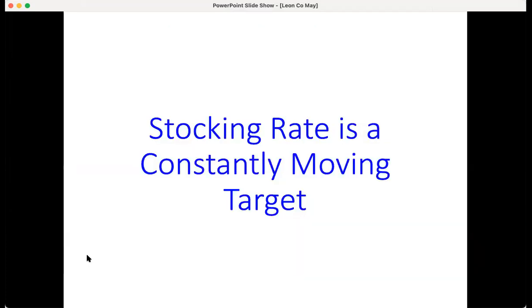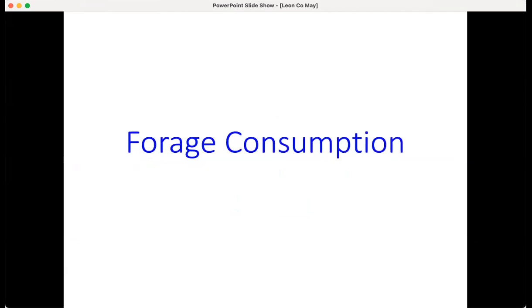So we need to remember that stocking rate is a constantly moving target. Whenever someone asks what's the appropriate stocking rate, well, it really depends. It depends on the forage. It depends on your management as far as fertilization. How are you going to fertilize? How frequently are you going to fertilize? And then rainfall. That's going to have a huge impact on forage production as well. And then the size of your animals and what they need. So stocking rate is constantly changing. It's not a static recommendation for everyone in every part of the state and for every forage species.